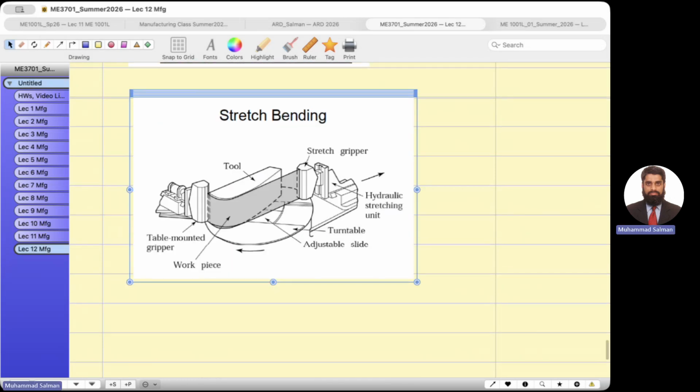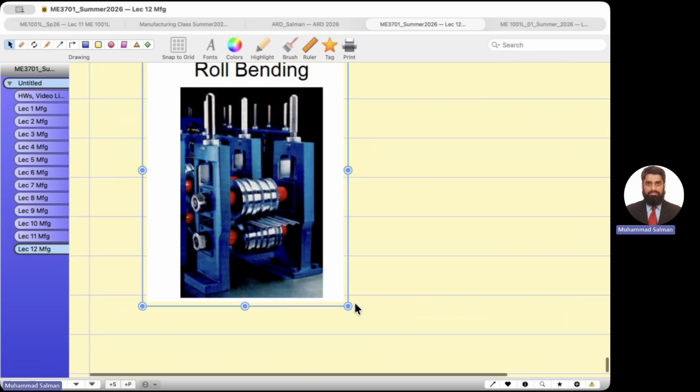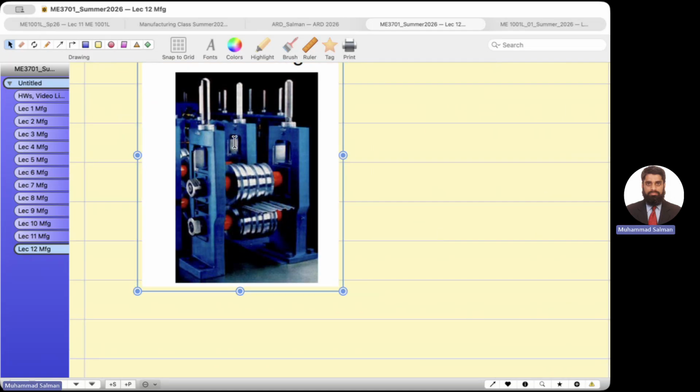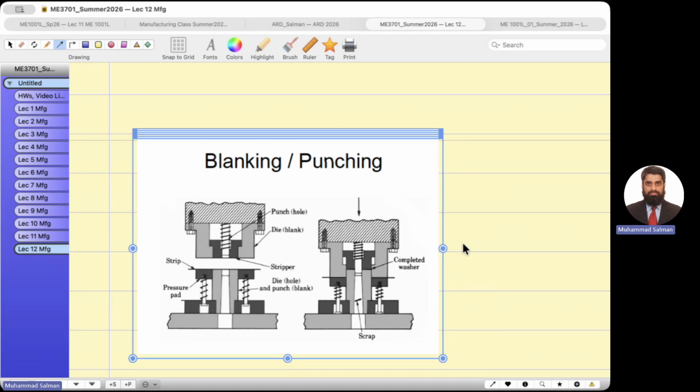So these are a few more pictures of bending sheet metal, roller bending, like galvanized corrugated sheet metal for roofing. It looks like a metal roof with the corrugations, the grooves. So these are all sheet metal processes. This is another type of sheet metal process, blanking and punching.